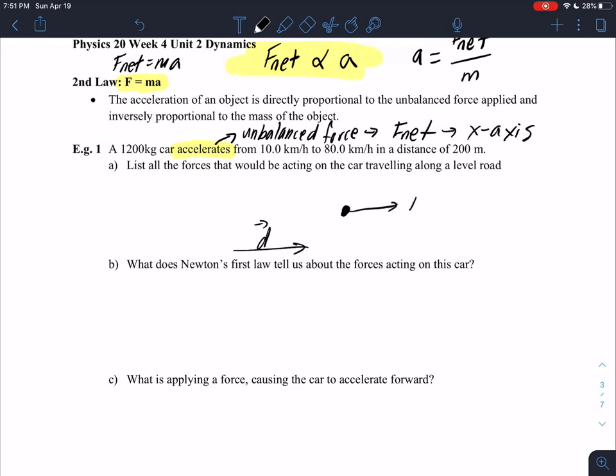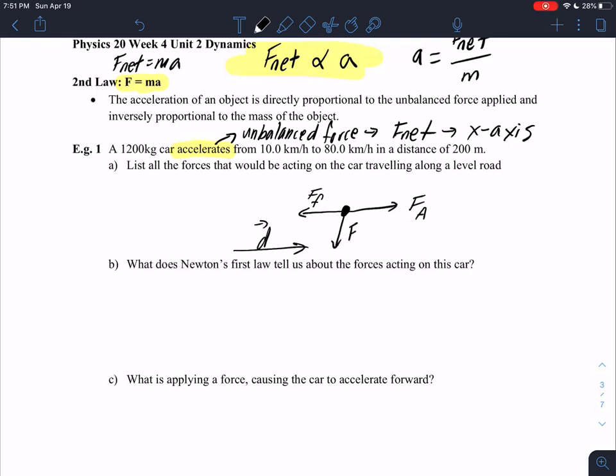So the first force that we're going to have is an applied force that is pushing or accelerating the car forwards. The question doesn't actually tell us whether or not there's friction, and it's not really going to matter in this case, but we'll say that there is. So we're going to say that we have friction going in the opposite direction of the applied force, and the friction obviously comes from the frictional force between the car's tires and the ground. Okay, so those would be our forces along our x-axis.